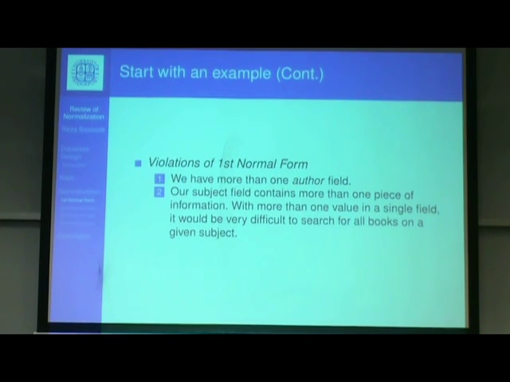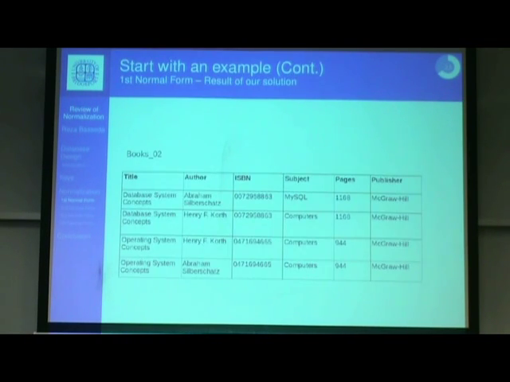So to solve this problem, what we should do is basically adding more rows to the table and removing those rows that are violating these conditions. So these are the explanations of violations of normal forms. We have more than one author field in this example. Our subject field has multiple values, and the solution is breaking it into different rows. This is the solution.